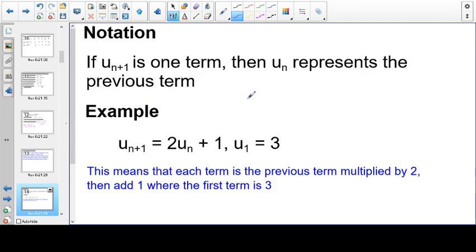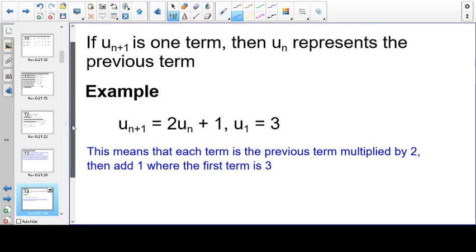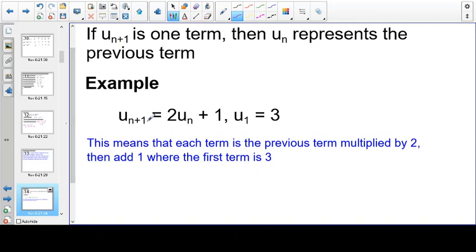Okay, so notation for that. Well, we've still got this un, so we use that to represent each term. But because we are relating it now to the next term, we use un plus 1. So if un plus 1 is one term, then un represents the previous term. And an example of what a recurrence relation would look like is this one. So un plus 1 equals 2un plus 1, comma, u1 equals 3.